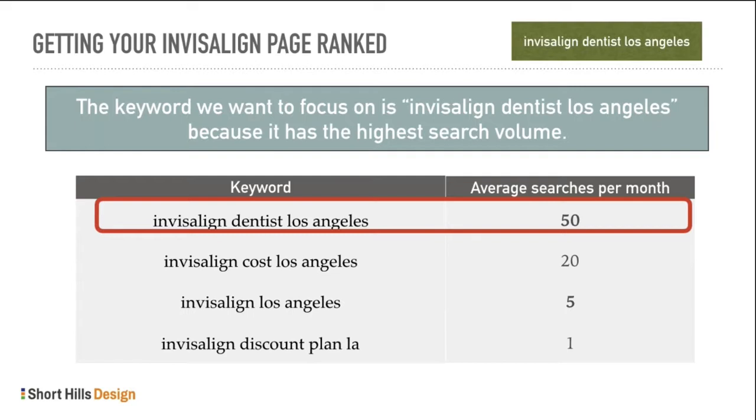Because if everyone else has done it for Invisalign Dentist Los Angeles, maybe they all haven't done it for Invisalign Cost Los Angeles. Obviously, Invisalign Dentist Los Angeles and Invisalign Los Angeles, those are too close. But Invisalign Cost, that's a separate topic. And I certainly don't expect you to say it costs $6,000 or $8,000. But you might say, Invisalign Cost Los Angeles.